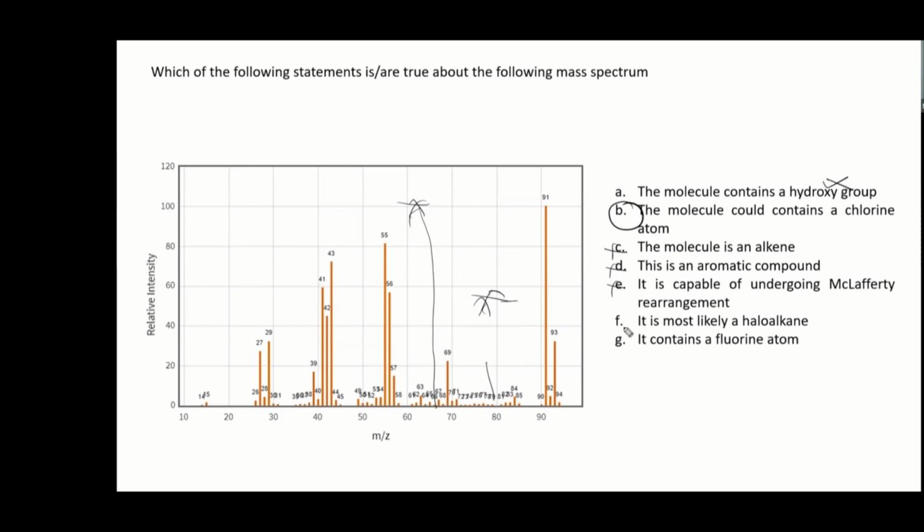And it is most likely haloalkane. That's right, okay? Because we also see a loss of a CH3 something, right? And it contains fluorine. Fluorine is not that easily visible, right? So it is not that. So B and F are the right options.